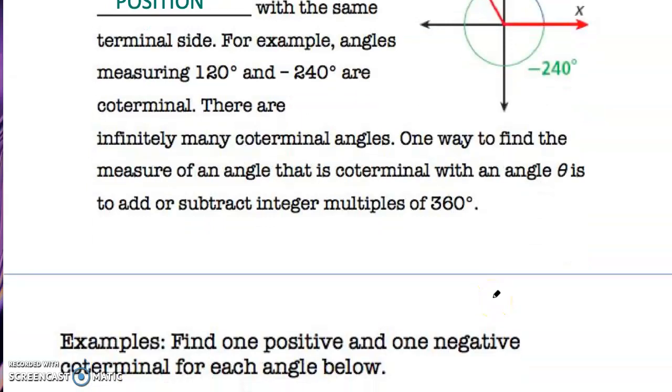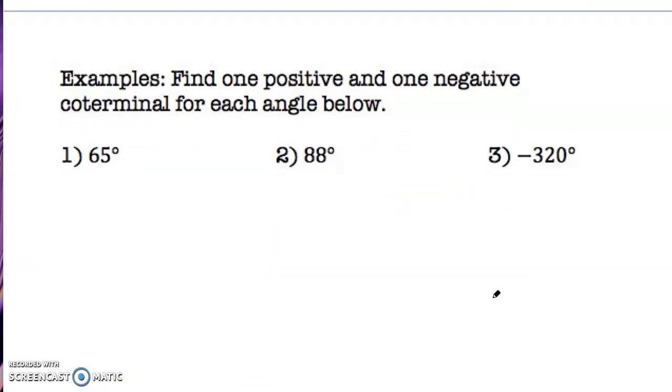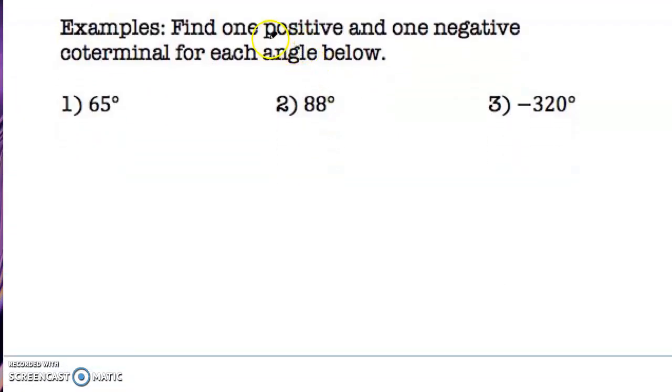The easiest way to find coterminal angles is simply to add and subtract multiples of 360. So if we were asked to find one positive and one negative for each of these angles, we're simply going to think about adding and subtracting to get us to that rotation back around. So 65 degrees would be in that first quadrant. Now I can rotate another 360 degrees and add those two numbers together, which is 425 degrees. So 65 degrees and 425 degrees look the exact same other than the additional rotation.